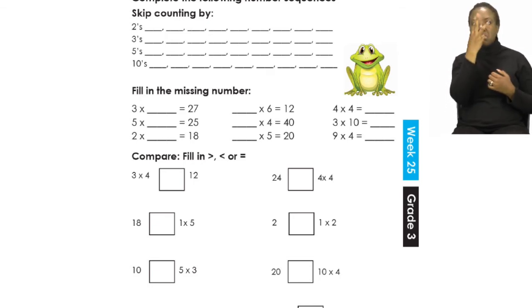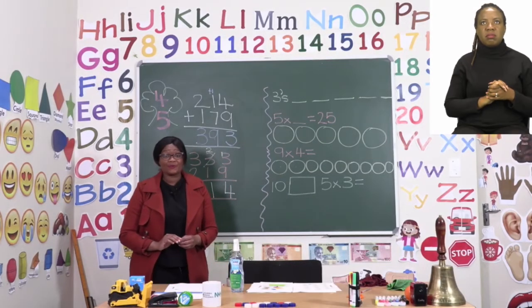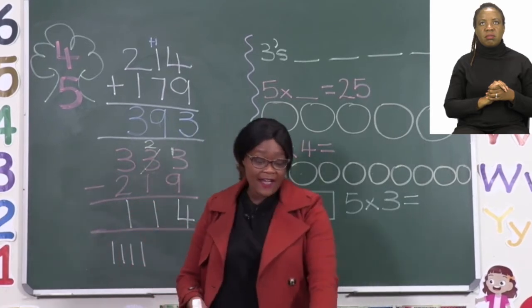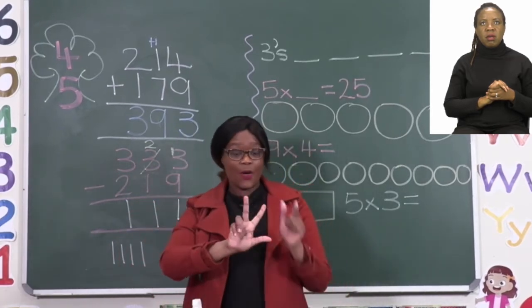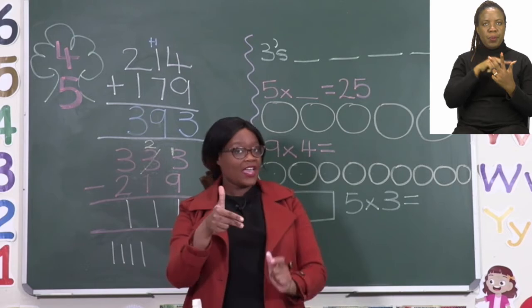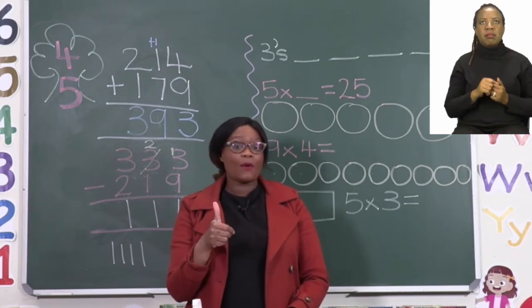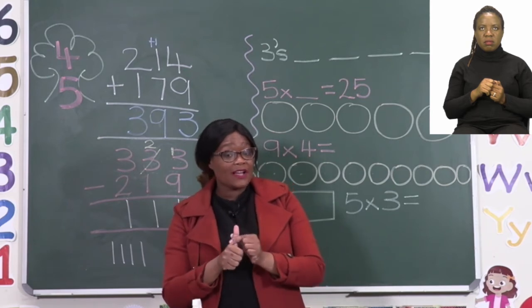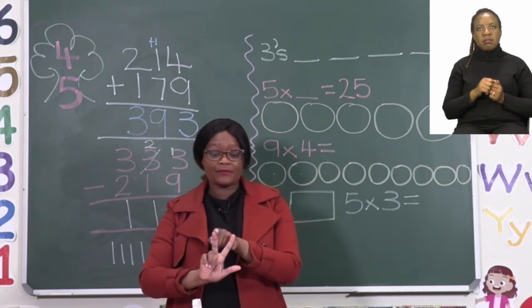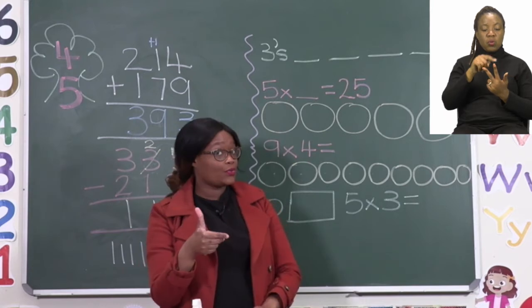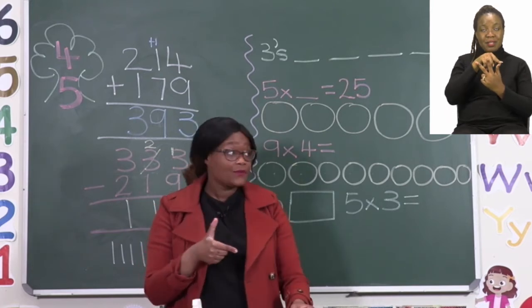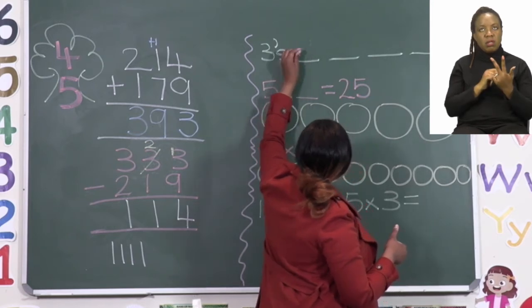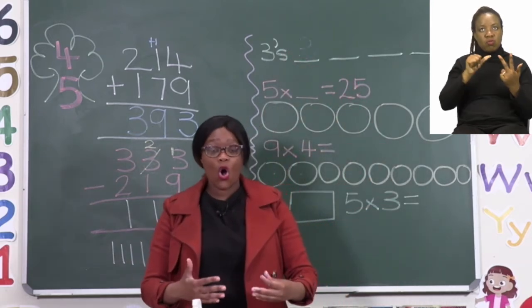So let's take a look at the board so we can do a few. Now, when we start in 3s, we know that we have to hold up 3 fingers. 1, 2, and 3. Our answer is going to be on our thumb. So when we're counting, we say 1, 2, 3. So 3 is the first one. After that, the trick is you count on.